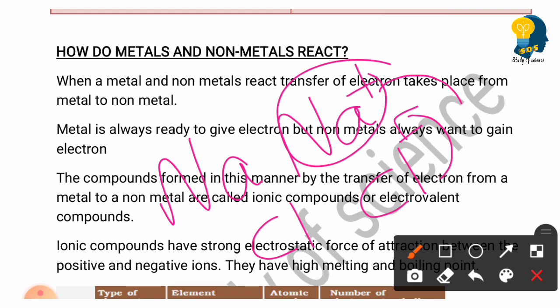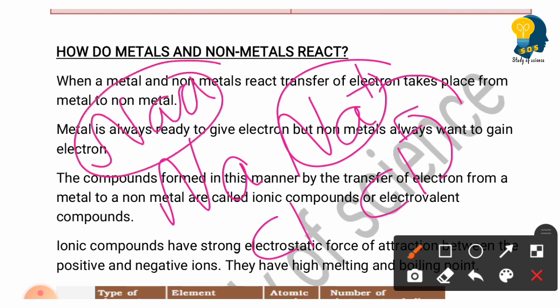So they are stable now. NaCl is stable. So through this they form a compound called sodium chloride. See, the compounds formed in this manner, that means by transfer of electron. Here sodium is donating, chlorine is receiving.